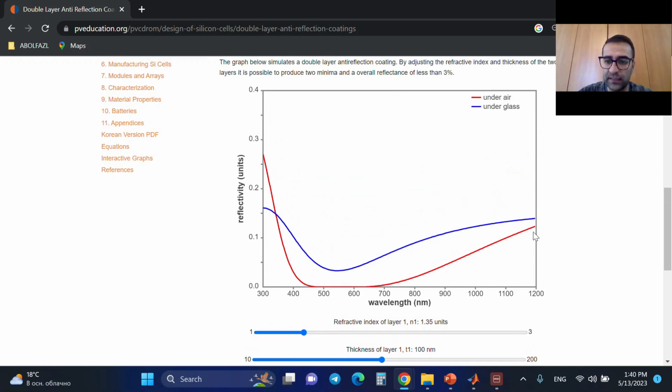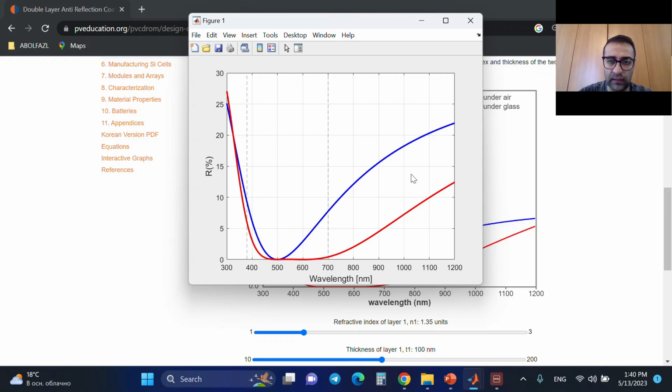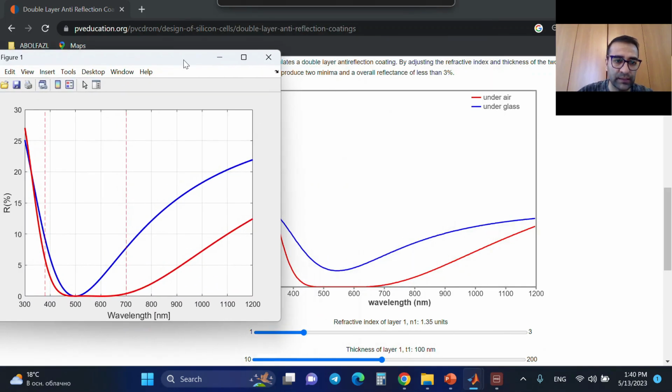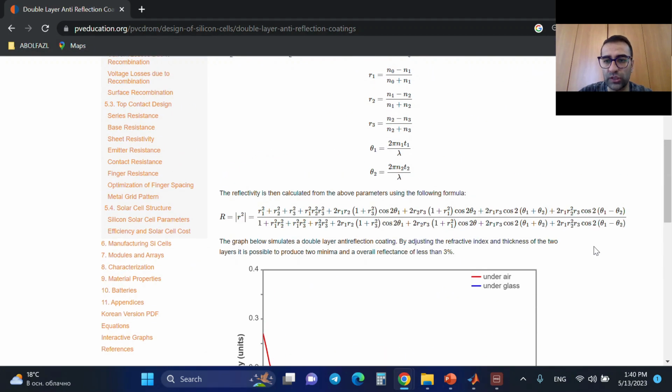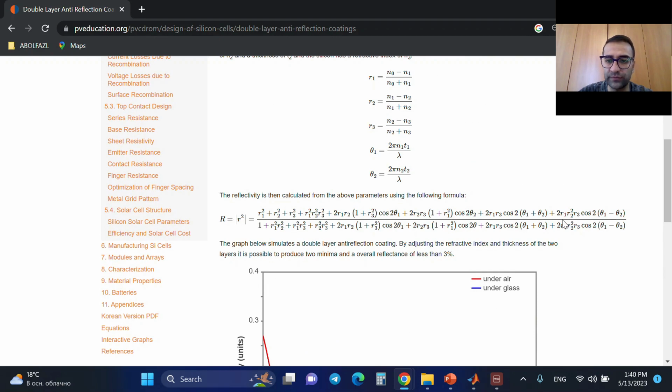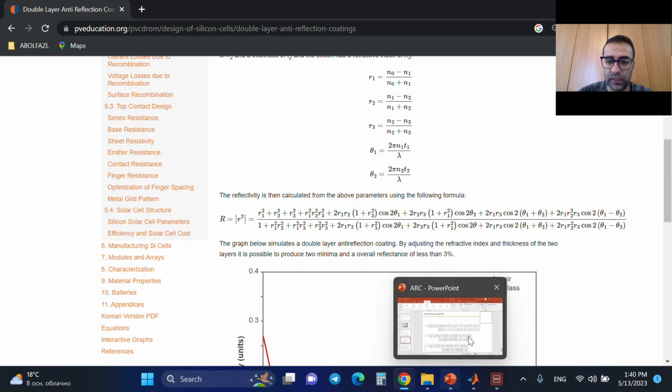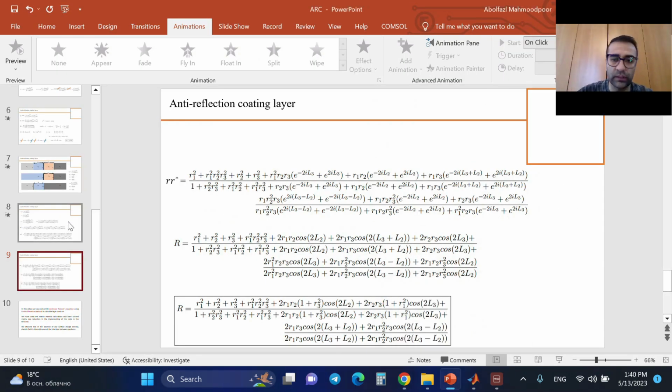And you can easily see that this red graph is exactly the same as the red one here, and this is for the single layer and this is for the multi-layer, and you can check this equation against what we have derived by using the calculation that I showed you.